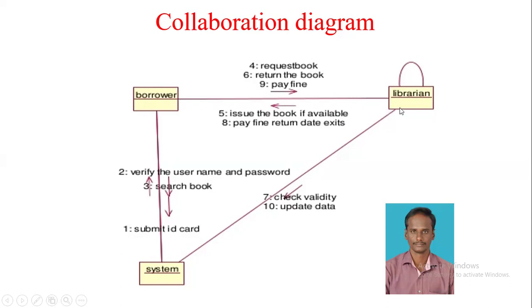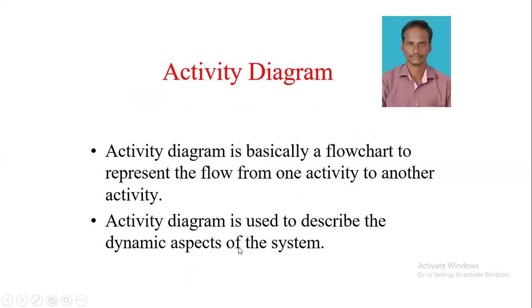If he returns the book, we have to check the validity, whether he has returned it within the valid time or beyond the return time. Suppose it is beyond the return time, then the borrower should pay the fine. Next, the librarian must update the data in the system. So this is the library management example for the collaboration diagram.